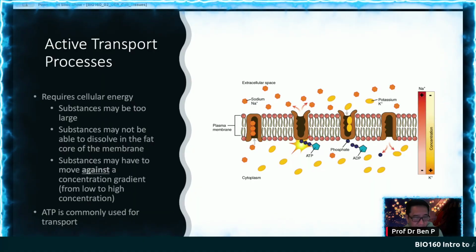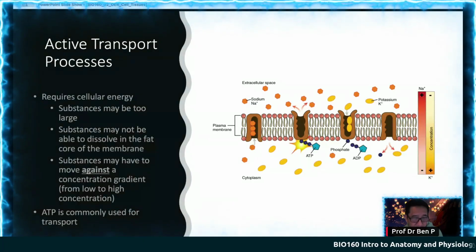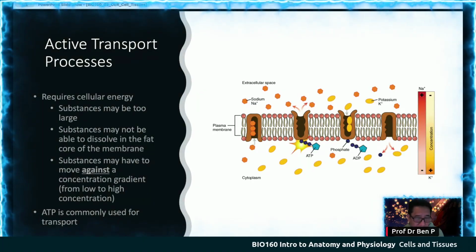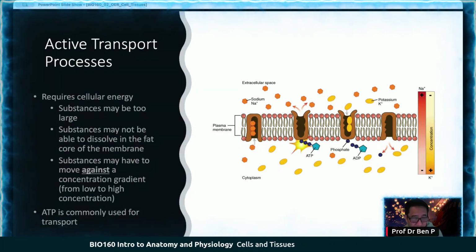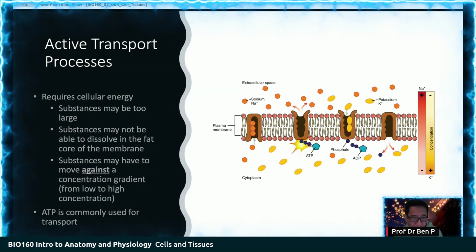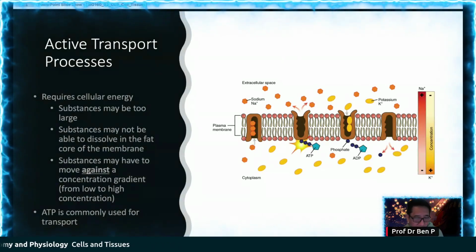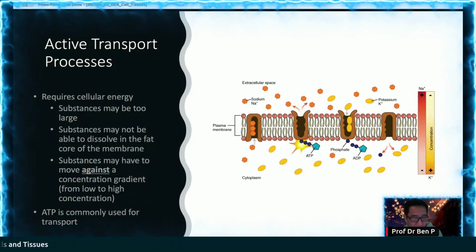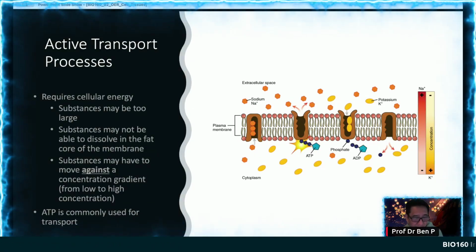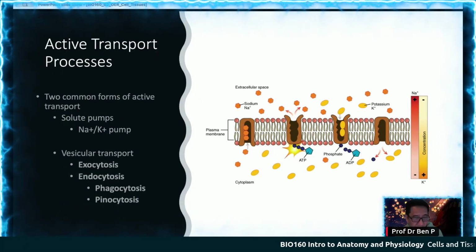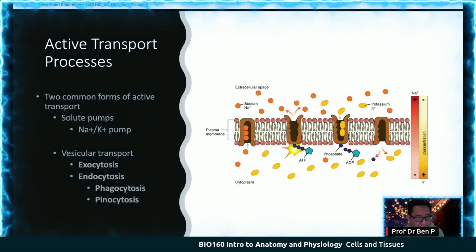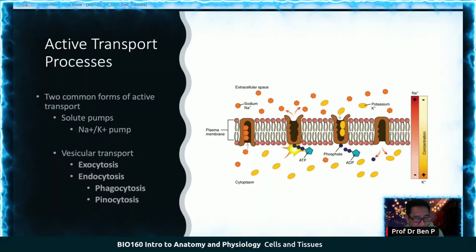Active transport again needs ATP, needs help. The most common one that we often talk about is the sodium potassium pump. It brings out three sodium and brings in two potassium, requiring ATP, requiring energy, going against the concentration, from low to high. So again, the common one would be the sodium potassium pump.